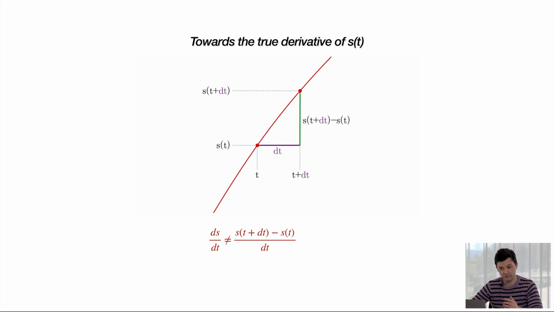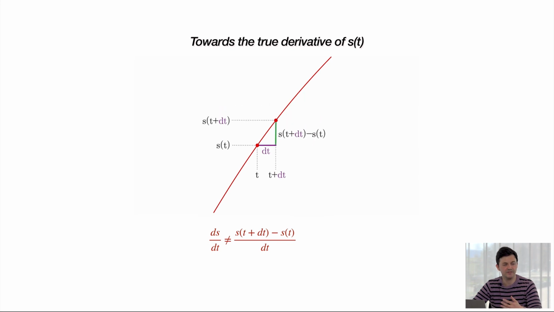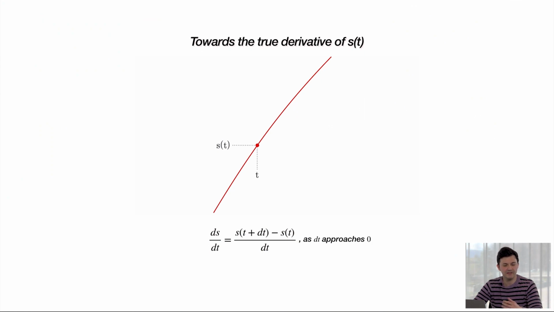By adding dt to t, we get a new point in time, which is t plus dt, and we get a new point in distance, which is s of t plus dt. This is not yet a correct formula, because the idea of this derivative is that it's a kind of dynamic variable that moves towards a certain value. As it moves towards a certain value, the ratio between the green and the purple approaches some value as dt approaches 0. So to turn this formula into a correct formula, we need to say that dt approaches 0.